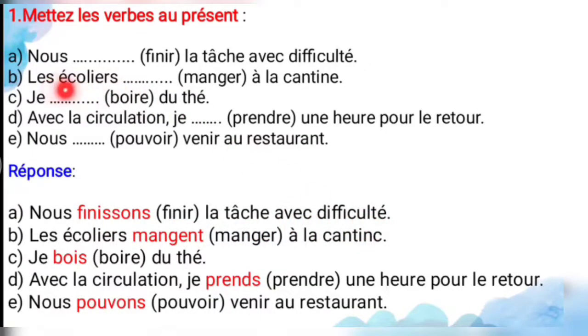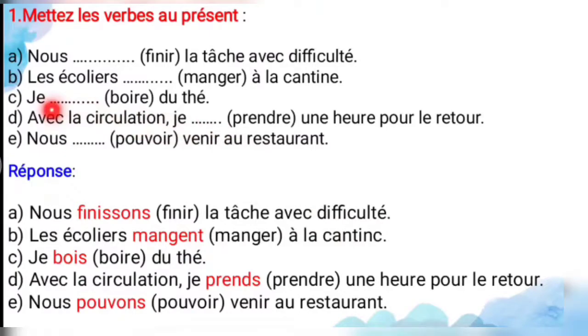And next one, les écoliers dash manger à la cantine. So here the verb is what? Manger. So the subject is les écoliers. It's a plural one only. So for the plural one, you can use ils, plural. So for that, what is the answer for the verb manger? Mangent. So les écoliers mangent à la cantine. So the school students eat in the canteen.